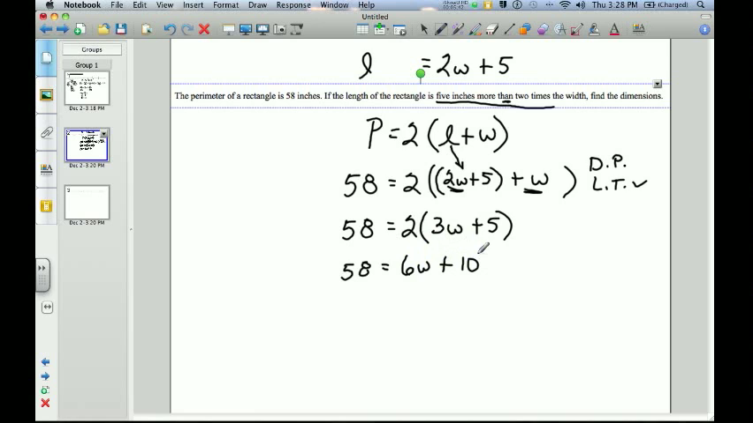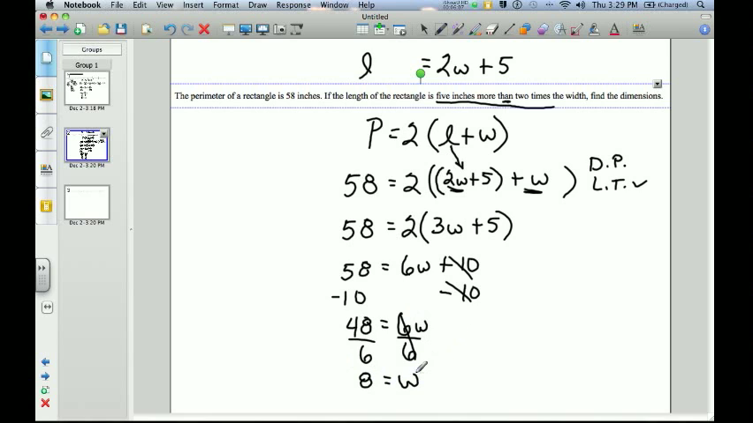And now I'm down to a two-step equation where again I'm going to take away the 10 from both sides, equals 6w. I'm going to subtract the 2, which gives me 48. I'm going to divide by 6, cancel, and I'm going to find that my width is 8.